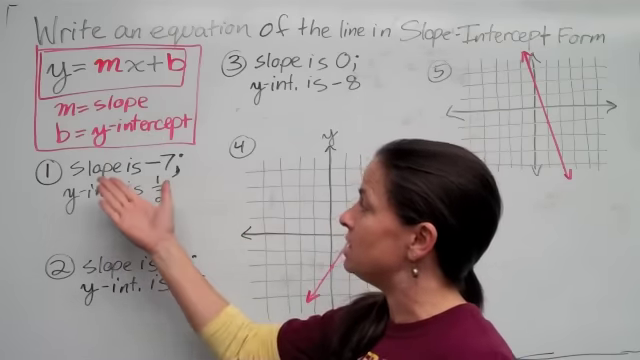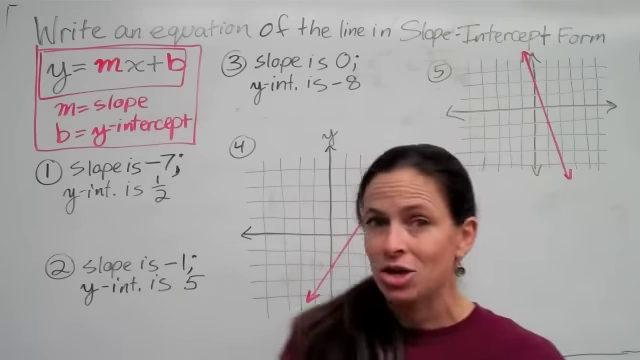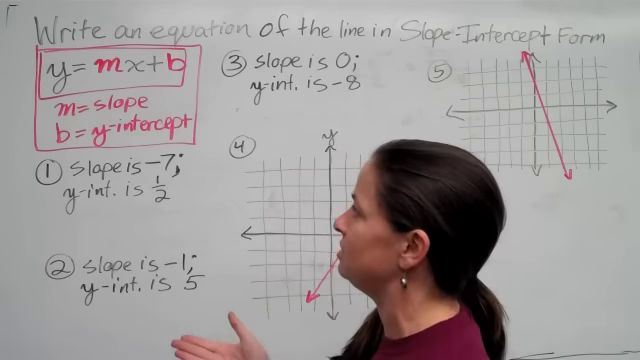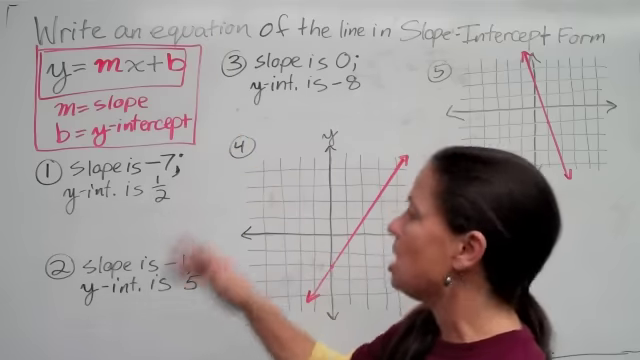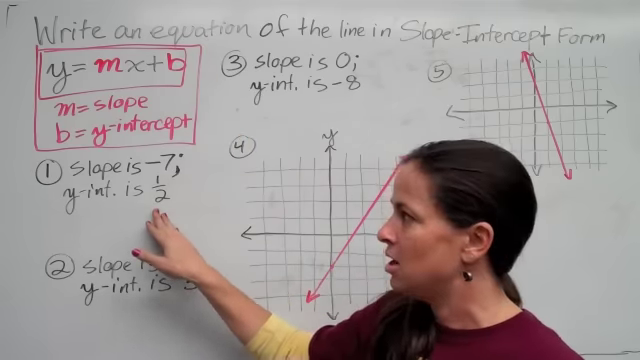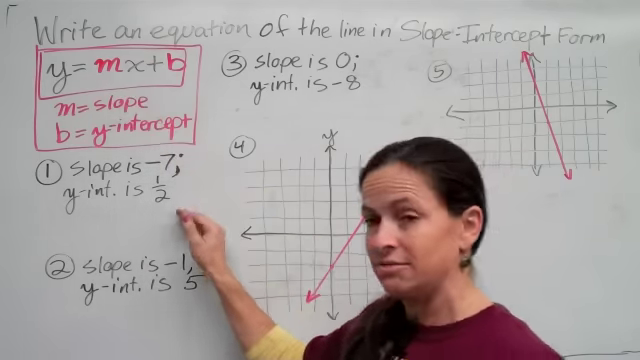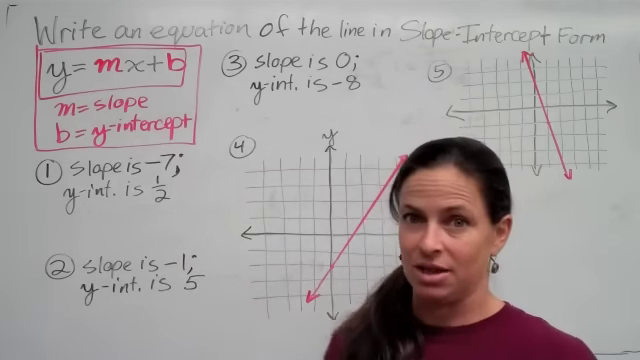Say they tell you the slope is -7 and the y-intercept is a half. Could you tell me what the equation is for the line that exists at a steepness of -7, which is really steep, downhill, and it goes through the y-axis at a half? Well, yeah, I can plug these values into the right spots and I will get the equation for that specific line.